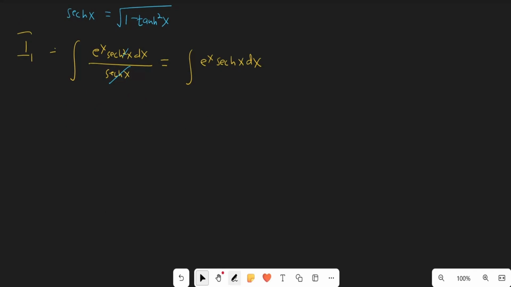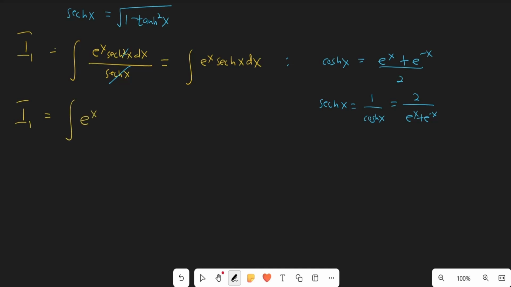Alright, so this is what we have, and now we know that cosine hyperbolic of x is equal to e to the x plus e to the negative x, this one divided by 2. So secant hyperbolic of x is equal to 1 over the cosine hyperbolic of x, and this is equal to 2 over e to the x plus e to the negative x. That is just taking the reciprocal of that. So I am going to replace secant hyperbolic of x in the integral with what we have there.